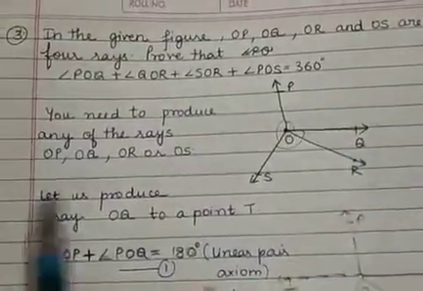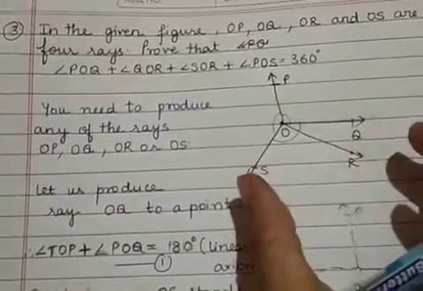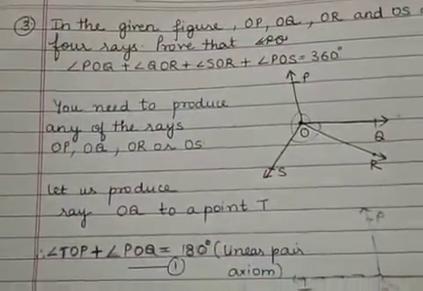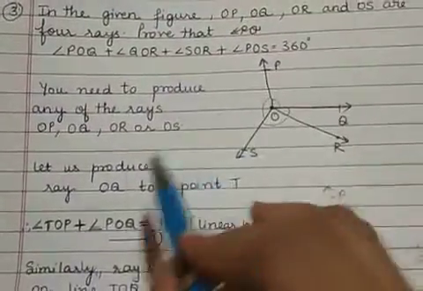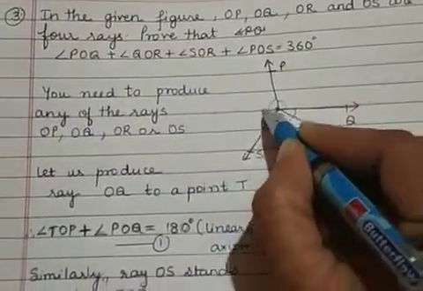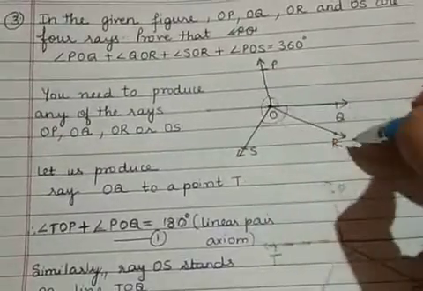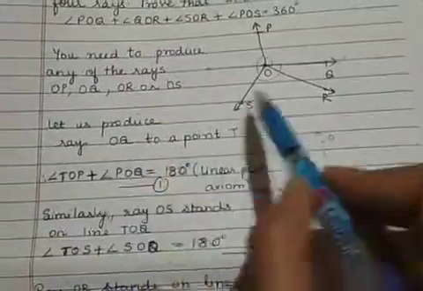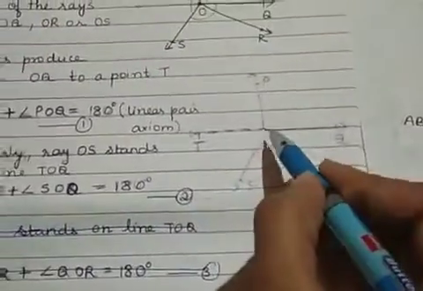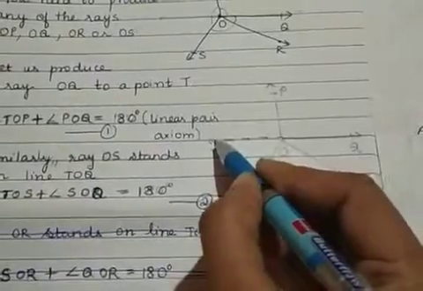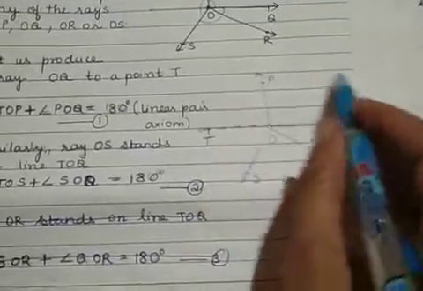Now, to use the linear pair axiom, you should have a line here. But you see, you don't have any straight line to use the linear pair axiom or the theorem. So what you have to do is produce any one of these rays. You can produce this one or this one or this one and get a line here. So let us produce ray OQ to a point T backwards. So when I produce it backwards, I get it like this. Now I have got a line here and I can use the linear pair axiom to prove what is asked.